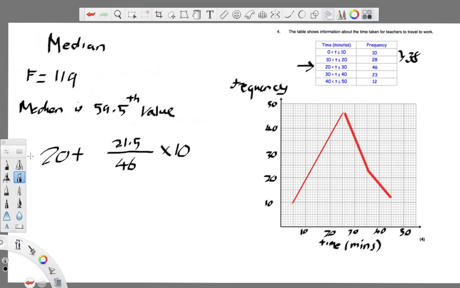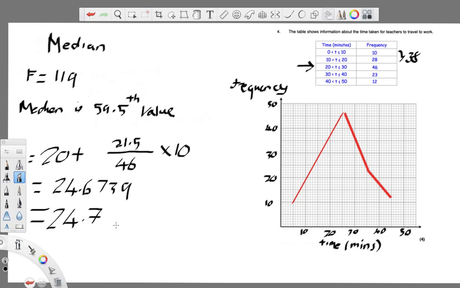So this is our estimate for the median. When we work this out, this will give us the estimate for the median. So we'll put that into our calculator. So 20 plus 21.5 divided by 46 multiplied by 10. And we get an answer of 24.6739. So I'll round that to one decimal place. So we get 24.7.